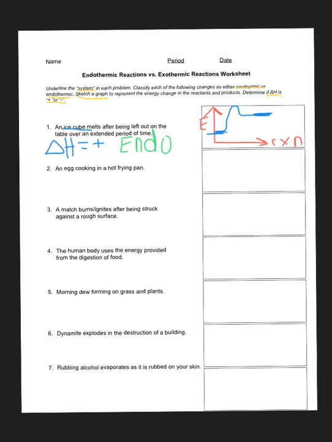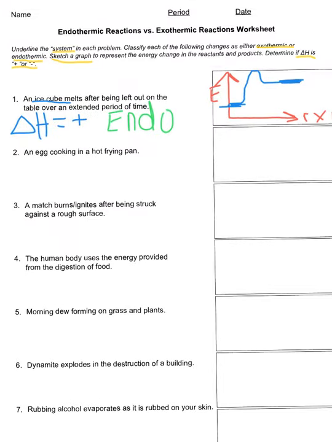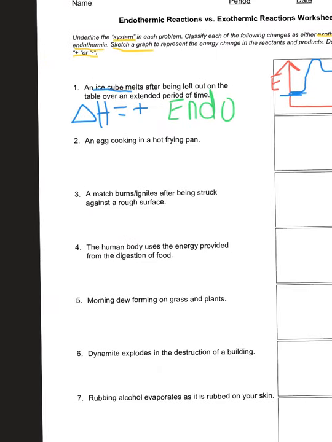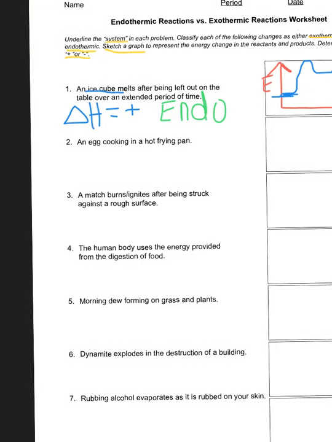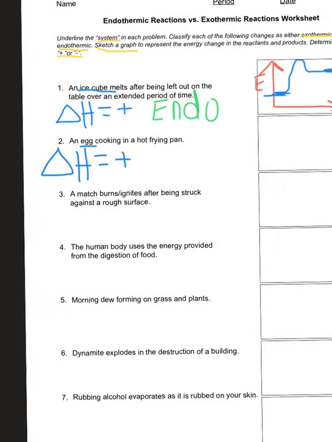An egg cooking in the frying pan. So do we want the egg to be the system or the frying pan to be the system? Let's make the egg. So we underline the egg. So for an egg to cook, does it have to absorb heat or is the egg releasing heat? Absorbing heat. Positive, right? If the system is absorbing heat, it's going to be endothermic.